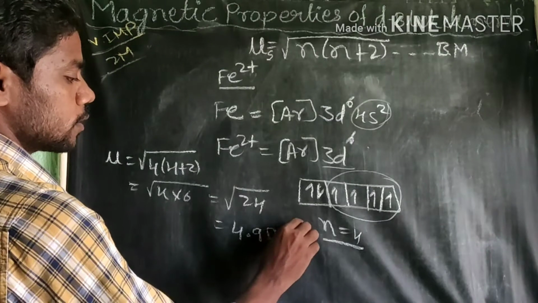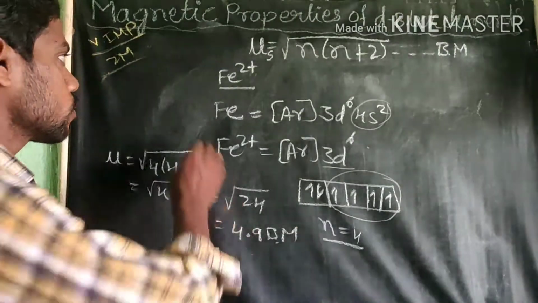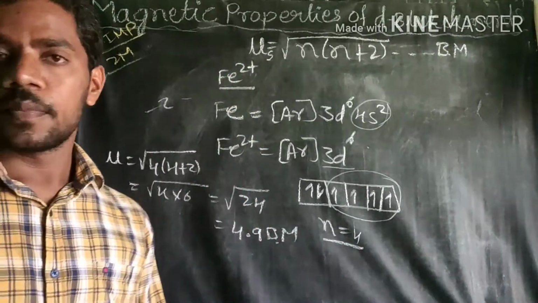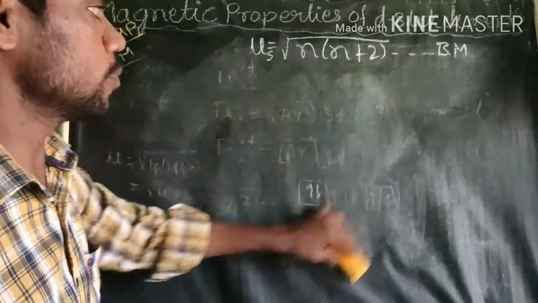Bohr magneton, dear student. This is how we are solving the problems. That 2 marks question is compulsory. They are asking, and the 2 marks question is compulsory. Go for the next one more problem.